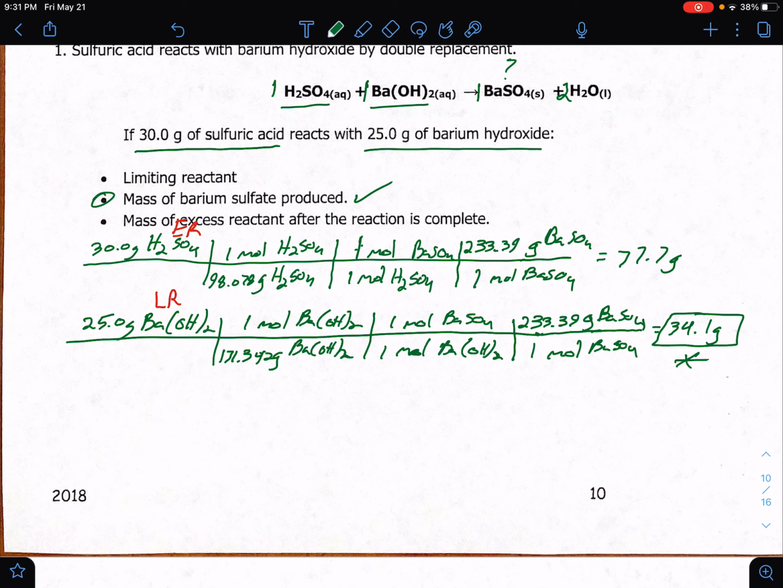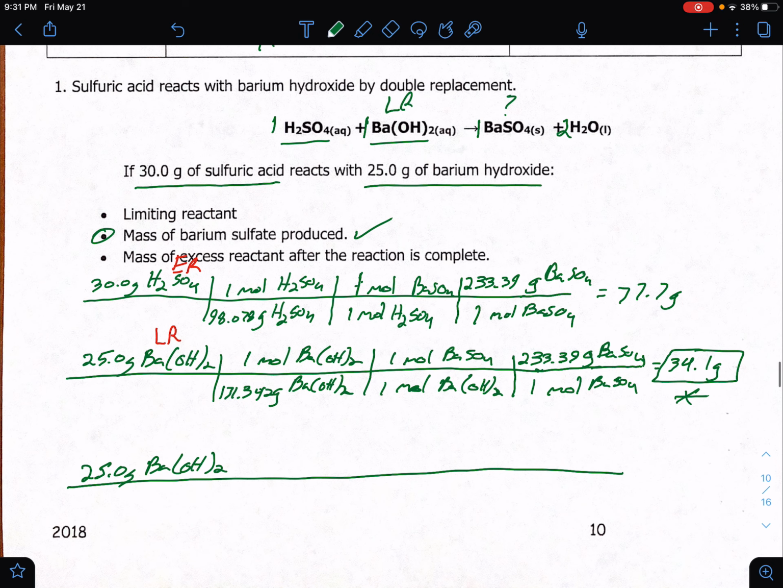Okay, question number 3 is what is the mass of the excess reactant after the reaction is complete? So I want to know how much H2SO4 is left over. So what I need to do is one more conversion. You're going to start with 25.0 grams of BaOH2. And we're going to go all the way to grams of H2SO4 now. So you're going to go from your limiting reactant to your excess reactant now. Okay, so I'm going to just do the same thing. So grams of BaOH2 goes on bottom. Okay, we already know the masses. We already found that in the top two.